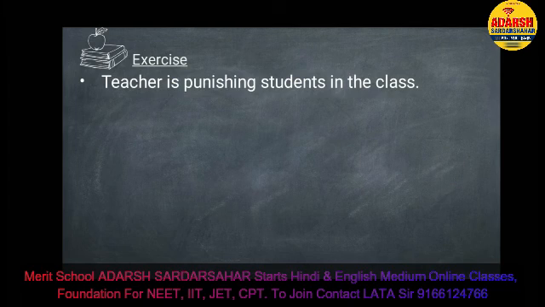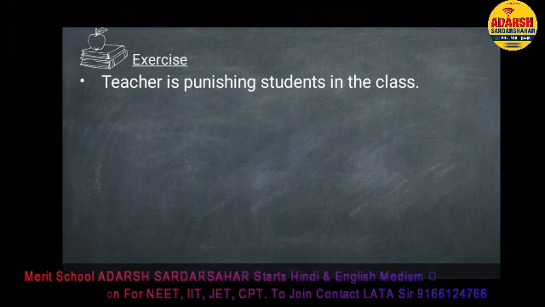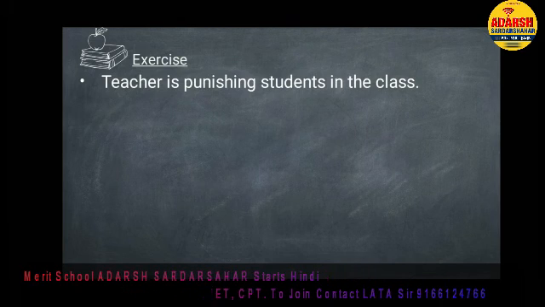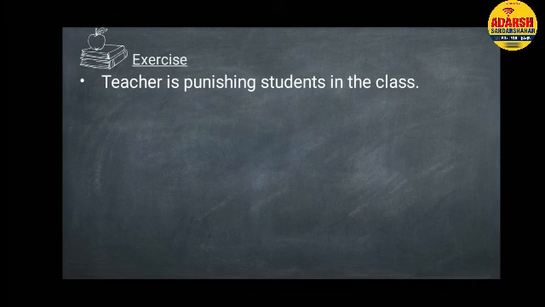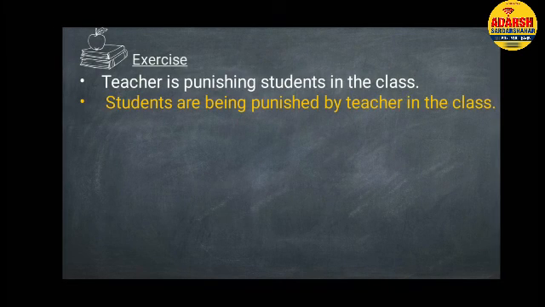So here students is our object. According to the second step, we put subject in the place of object and object in the place of subject, and we always use verb's third form according to our third step, and fourth step, put by before a subject and put suitable helping verb also. So here if you notice, our object which is students is plural. So because of that we're going to put here are. So here you can see that students are being punished by teacher in the class.